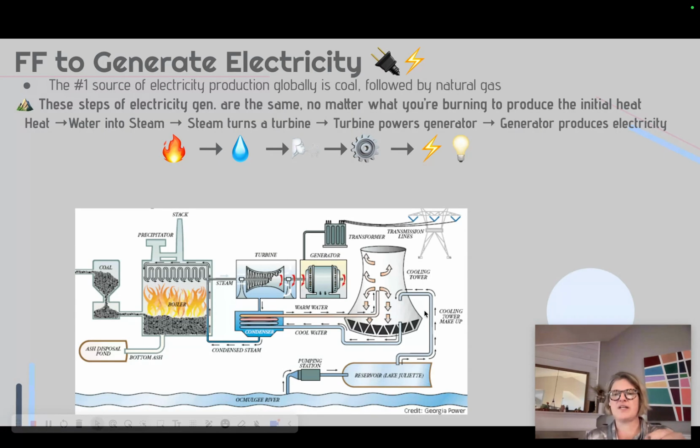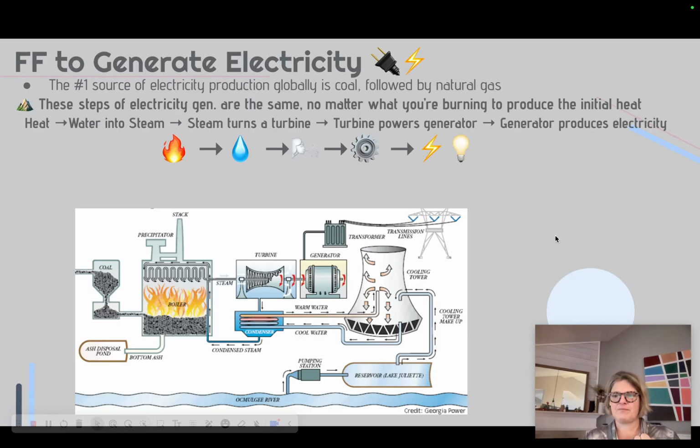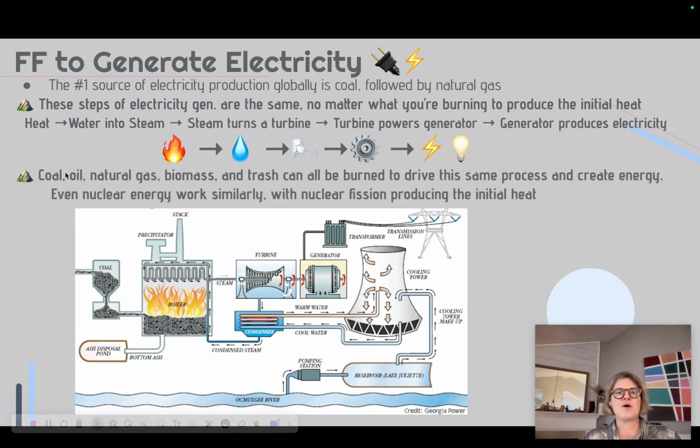The problem with this one is that we're dumping some of this warm water back into the river, which can create thermal pollution in rivers, and then that can be a problem for the aquatic life. That is one of the issues with our electricity production that we use currently. Okay. So it's important to note these steps that we went through. You need to write this down in your notes and make sure that you have this memorized.